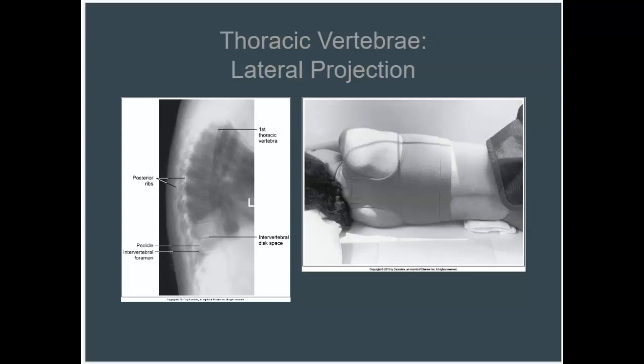Additionally, the 12th thoracic vertebra should be seen centered on the IR. Superimposition of the shoulders on the upper vertebra may cause underexposure in this area.